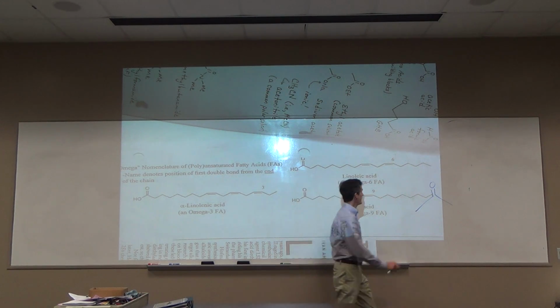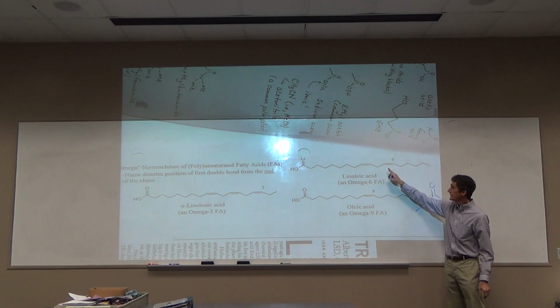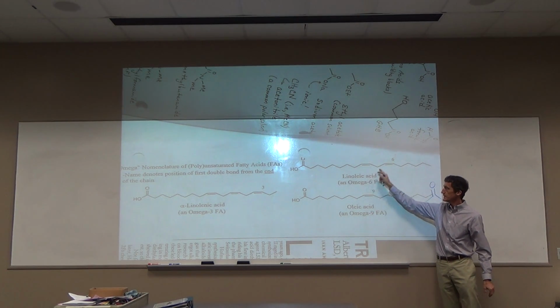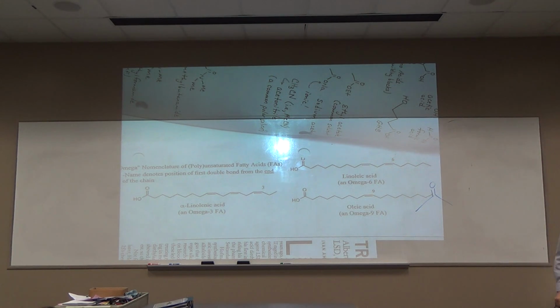And this one, the first alkene is what? 1, 2, 3, 4, 5, 6. First alkene is 6 from the end, so omega-6 acid. Different ones have different activities in your body. Some of them more important, some of them potentially you get too much. So the right balance of these, but that's terminology, and I want you to know that terminology with the nomenclature portion. Pretty straightforward. Everybody know this, what omega-6 meant?